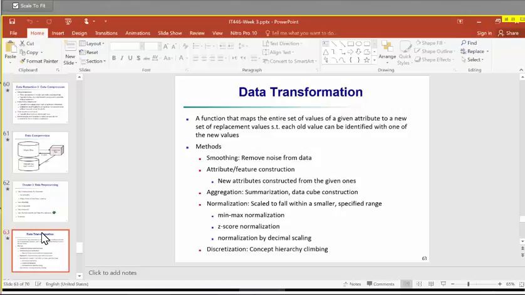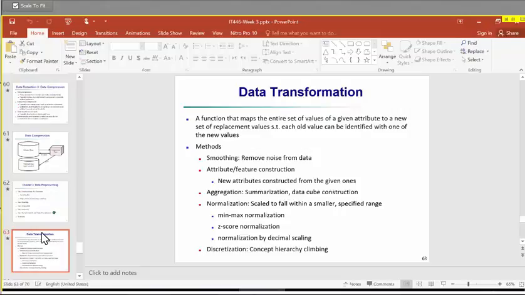So there are several methods for transformation. For example, smoothing, which removes noise from the data, or attribute feature construction, where new attributes are constructed from the given ones. We can have aggregation, where we summarize or construct the data cube. We also have normalization, where we scale the data to fall within a smaller specified range. Then we have min-max normalization, z-score normalization, and normalization by decimal scaling. These are all normalization types.